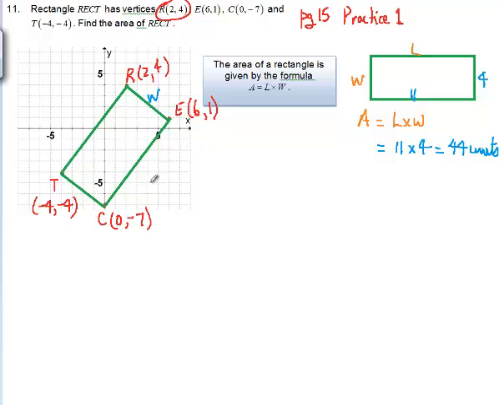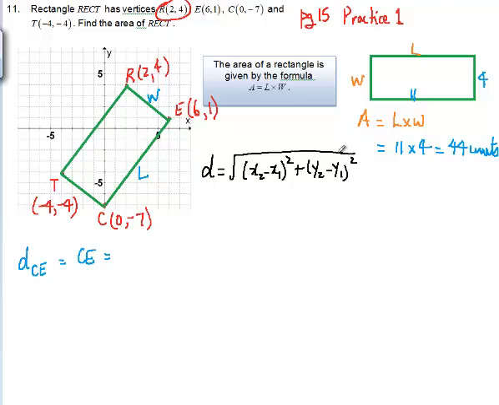So let's look at RE as our width, and we'll look at CE as our length. We need to find the length of CE, so we use the distance formula. You recall the distance formula, of course. We've used it several times now. It's the square root of x2 minus x1 all squared plus y2 minus y1 all squared. So we're going to use that now to find the length of CE.